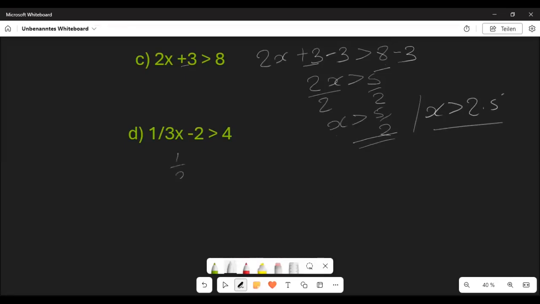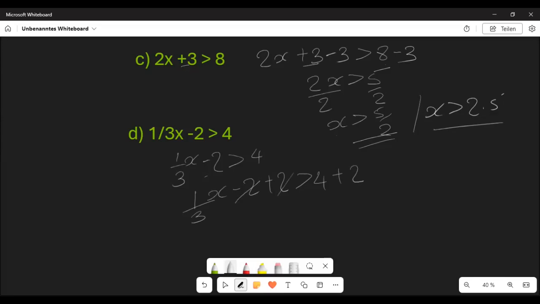Now let's do the last one, which is basically a third of x. So this is 1 over 3 x minus 2 is greater than 4. We have minus 2 here, so we're going to add 2 also on the right-hand side. So we say 1 over 3 x minus 2 plus 2 is greater than 4 plus 2.